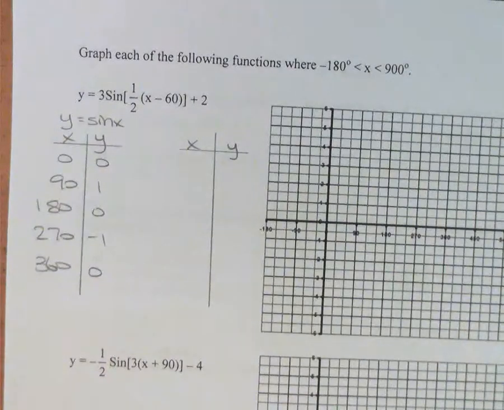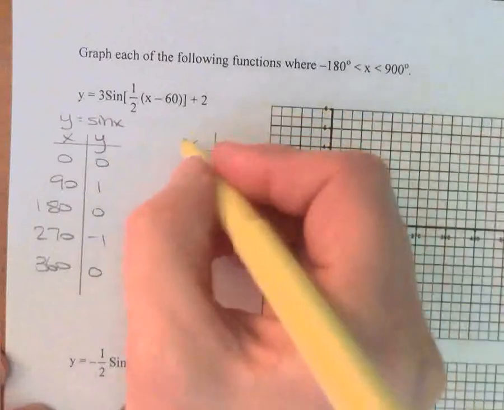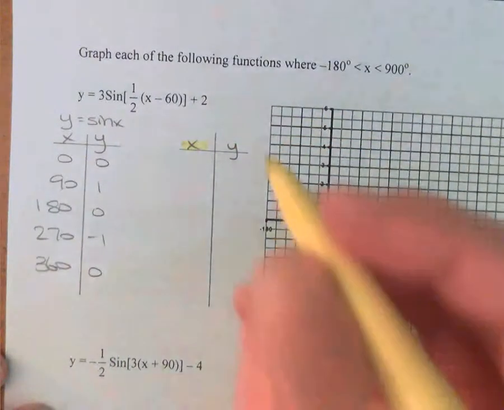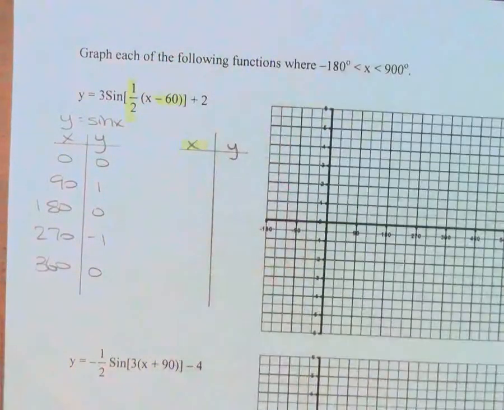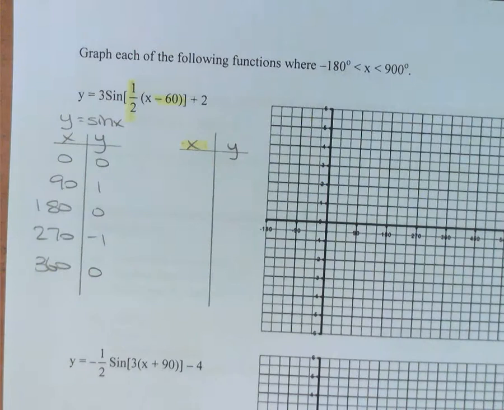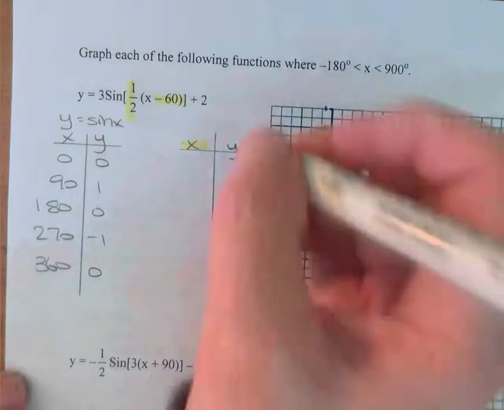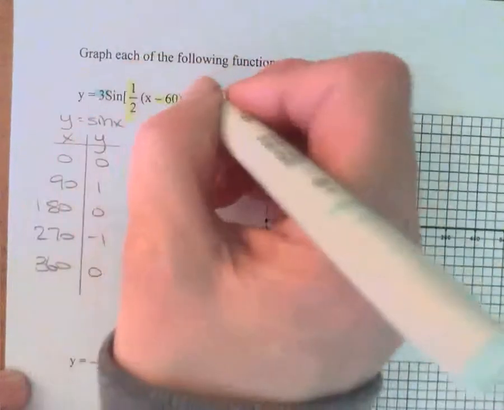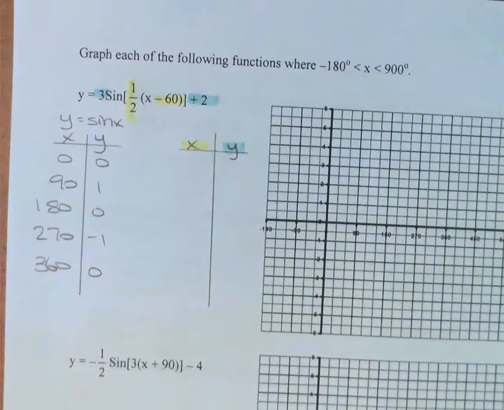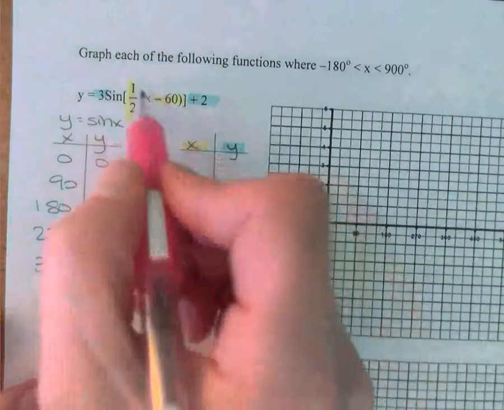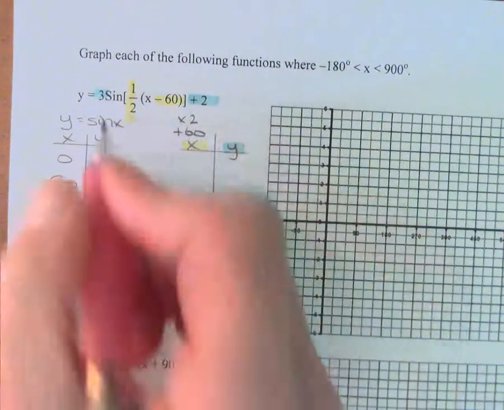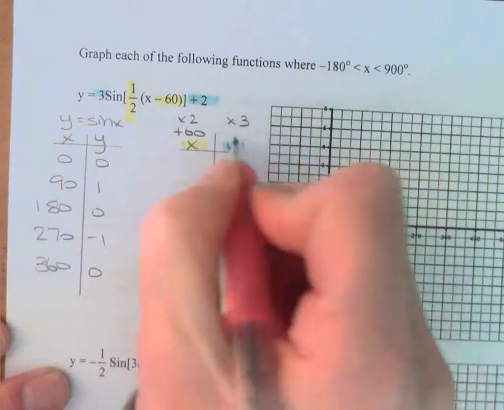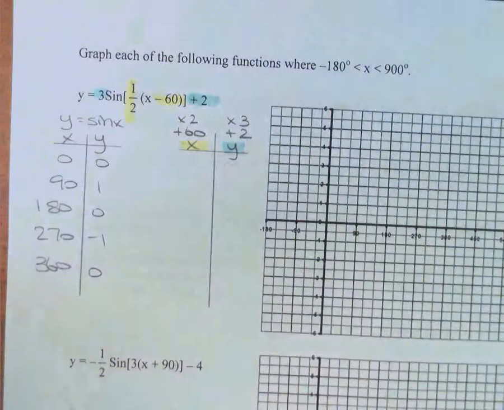And now I want to look at what's happening to my function based on the transformation. So there's my x. And x is everything inside the bracket, and it lies. I'm going to do my y. Y is everything outside the bracket, and it doesn't lie. So this is saying a half, but really I'm going to multiply by 2. And I'm going to add 60. This does what it's supposed to do, so I'm going to times by 3 and add 2.